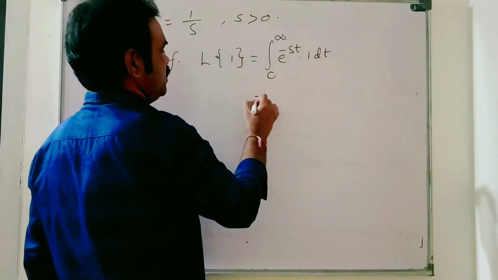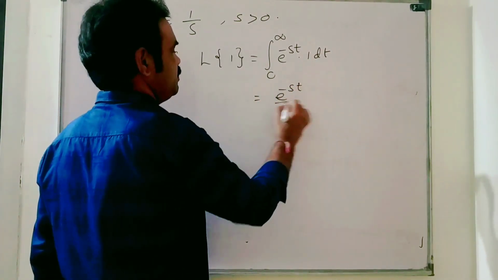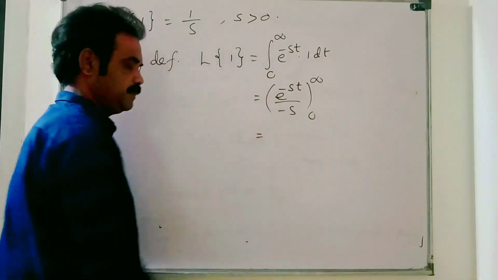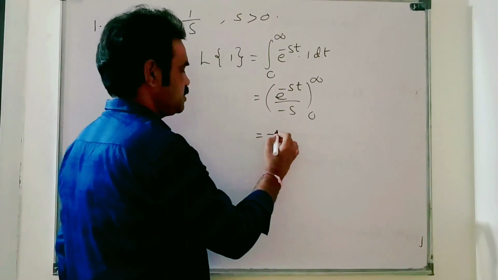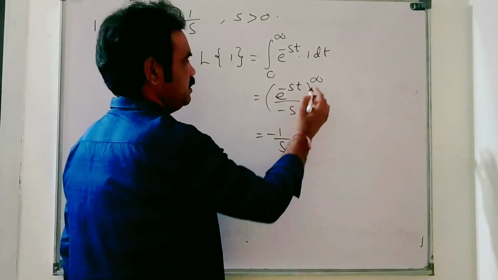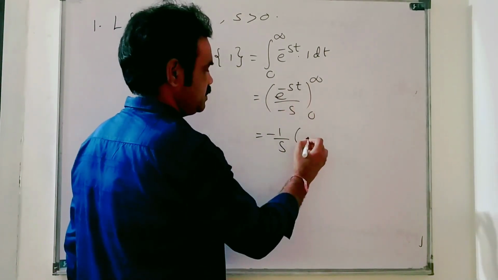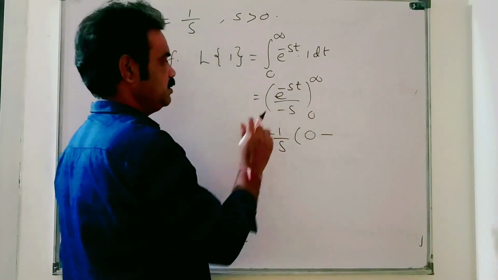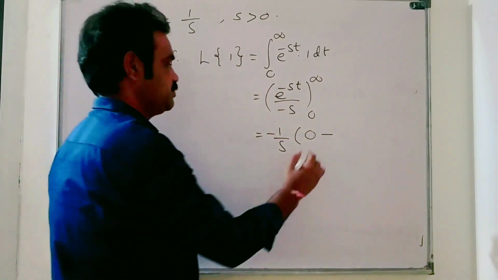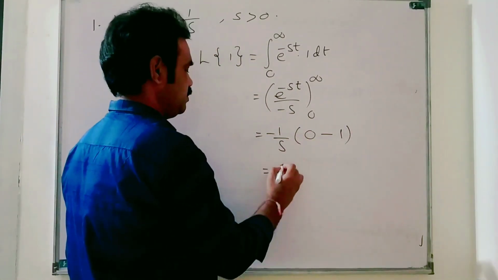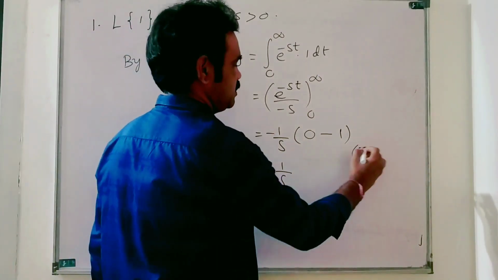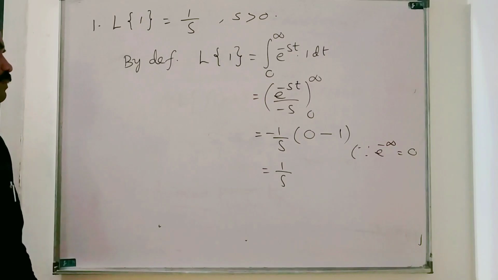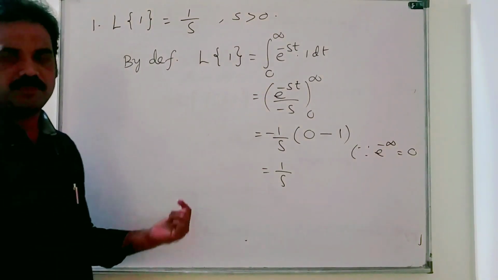Now the integration is e power minus st by minus s between the limits 0 to infinity. That is equal to minus 1 by s into, the upper limit is infinity, this becomes e power minus infinity, that is 0, minus the lower limit is 0, if you substitute 0, e power 0, that is 1. It is equal to 1 by s, since e power minus infinity is 0. This is L of 1 equal to 1 by s.